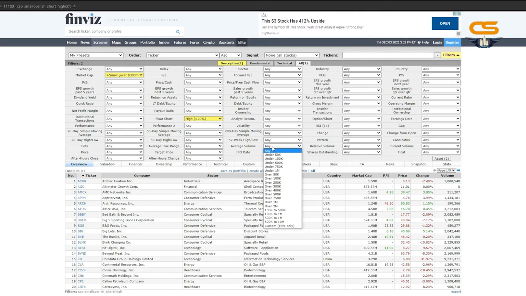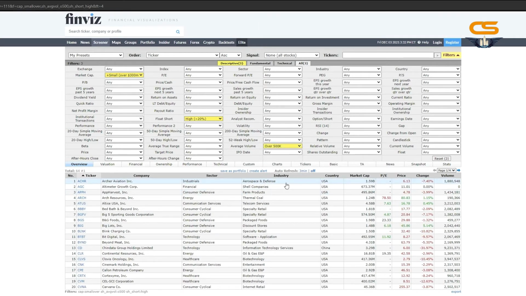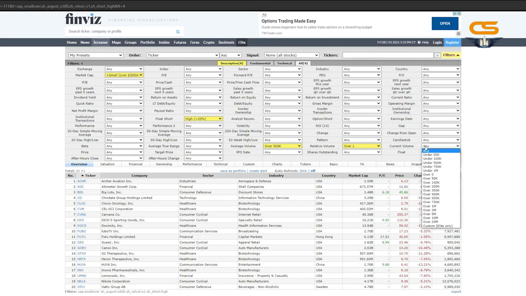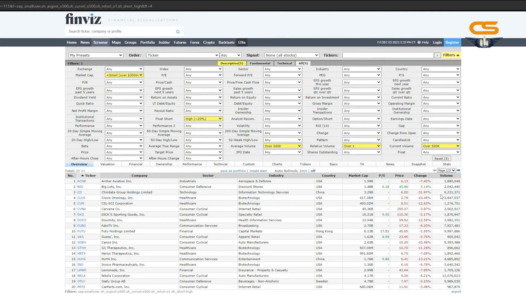Next, we want an average volume of over 500K, saying that we want a big downwards movement and a lot of traders entering, giving us liquidity to exit the trade whenever we want. Then we want a relative volume over 1, so saying we want a volume higher than what it normally is. Then we want the current volume over 500K, and boom, you got a couple of stocks that have some great potential to enter a short position.